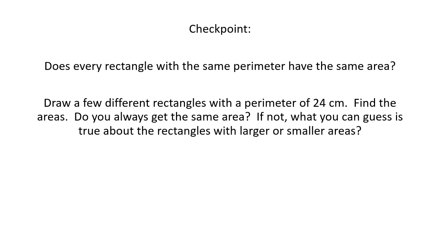Now, find the area of all those rectangles. Did you always get the same area? So did the same perimeter seem to indicate that all those rectangles have the same area? And then if they don't have the same area, what do you guess is true about the rectangles that have the larger area or the smaller area? Is there any sort of tendency that you notice? Is there any sort of hypothesis that you could make about what's true about those rectangles? I'll leave you to think about that question.